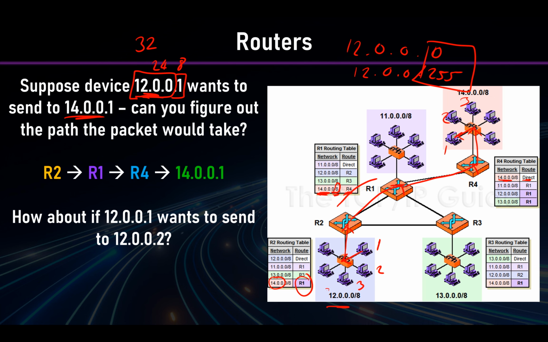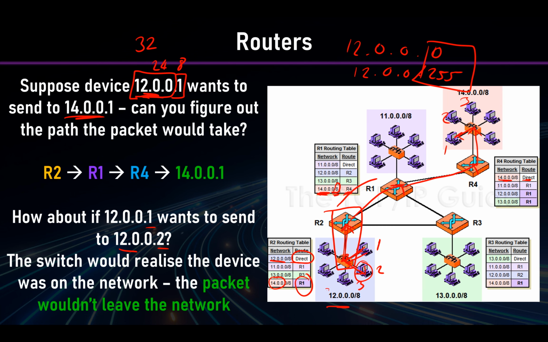If we want to send from device 1 on network 12 to device 2 on network 12.0.0, it's just going to go to the switch here. This is a bit confusing because on a home network, the router and the switch are just one device. In that regard, it's going to see it's direct, and the packets go to the switch, to the router, and then it just forwards it on to this device in the network. It's never going to leave the network if it's sent to a local IP.